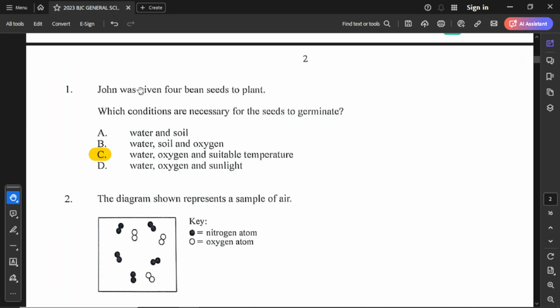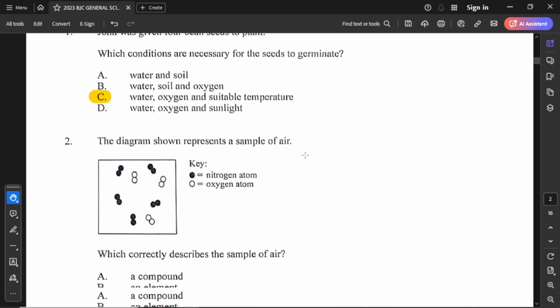Question number one reads, John was given 4 bean seeds to plant. Which conditions are necessary for the seeds to germinate? And C is the correct answer, water, oxygen, and suitable temperature. No light or carbon dioxide are needed for germination.